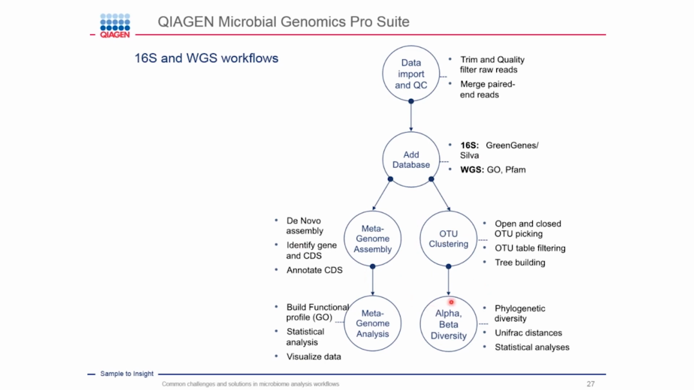And as the secondary analysis, you look at the alpha and beta diversity to get the phylogenetic diversity in your sample and to get some statistics out of it. Not to forget, the software is giving you directly publication quality visualization plots for your data.